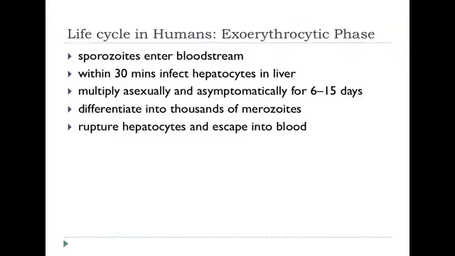So just to put that in words, the sporozoites enter the bloodstream. Within half an hour, they've got into the liver. So there's a very short window of opportunity in terms of targeting the sporozoites as they come in. They get into the liver, they multiply asexually and asymptomatically. The person doesn't even know they've been infected for a week to 2 weeks. They differentiate into these merozoites, thousands and thousands of them, and then the liver cells, the hepatocytes, get ruptured and these merozoites escape into the blood.